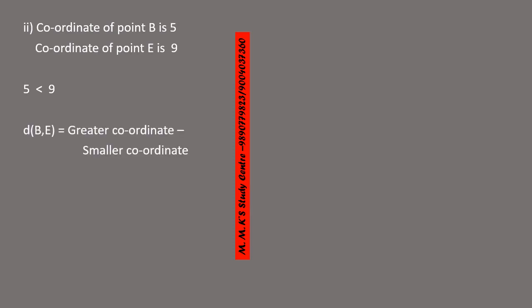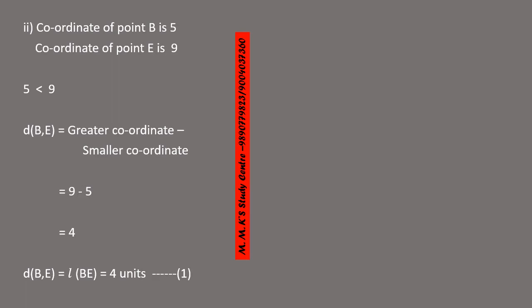Question number 1, sub question 2. So coordinate of point B is 5, coordinate of point E is 9. So 5 is less than 9. So we'll use the formula, our regular formula, greater coordinate minus smaller coordinate. So 9 minus 5, you will get 4. So distance BE is equal to length BE is equal to 4 units.